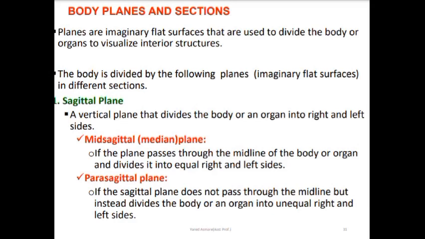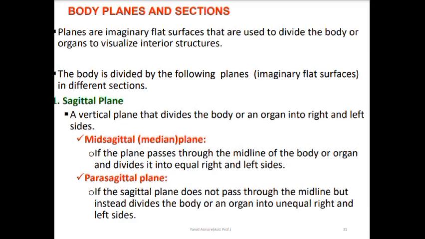A. Sagittal plane. A sagittal plane is a vertical plane that divides the body or an organ into right and left sides. It is also divided into two. The first one is the mid-sagittal or median plane. It is the plane that passes through the midline of the body or organ and divides it into equal right and left sides. The second part is the parasagittal plane.